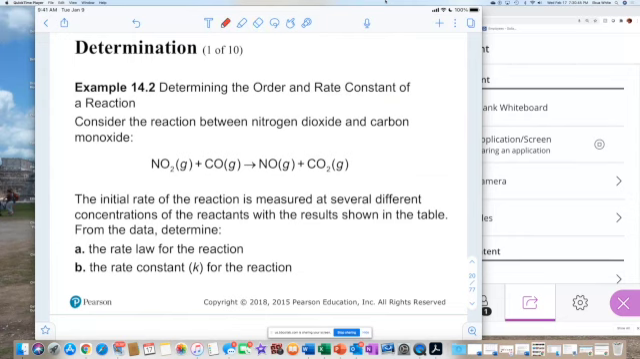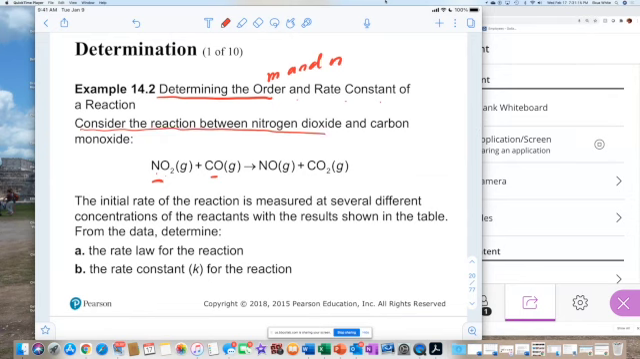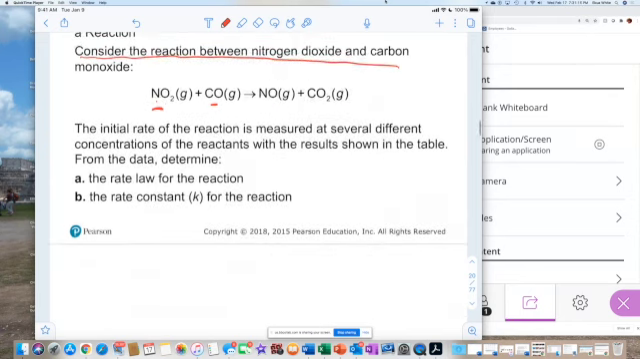So, yeah. Okay. So here it says, determine the order. In other words, since we have two chemicals here, find m and n, and the rate constant of the reaction. Okay. So as we're looking at this here, it says NO2 plus CO form NO plus CO2. So consider the reaction between nitrogen dioxide and carbon monoxide. So we have these two. The initial rate of the reaction is measured at several concentrations of the reactants with the results shown in the table from the data table.